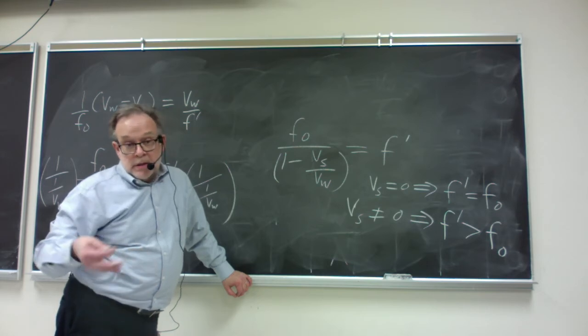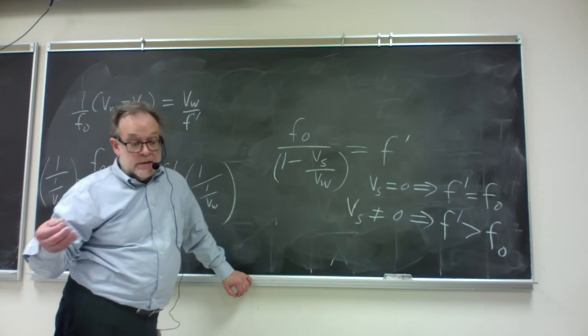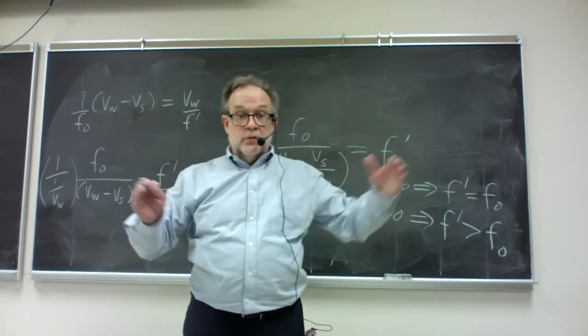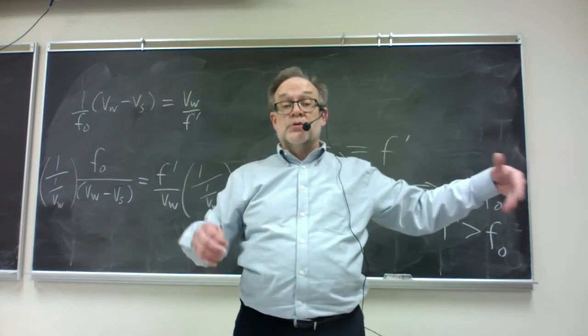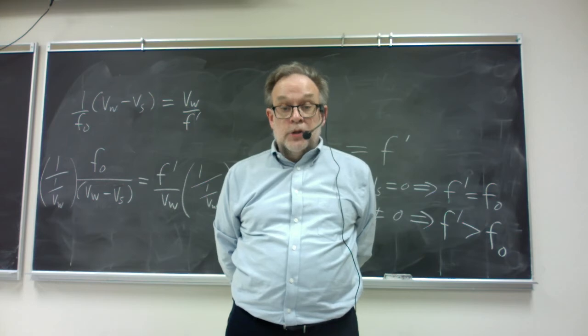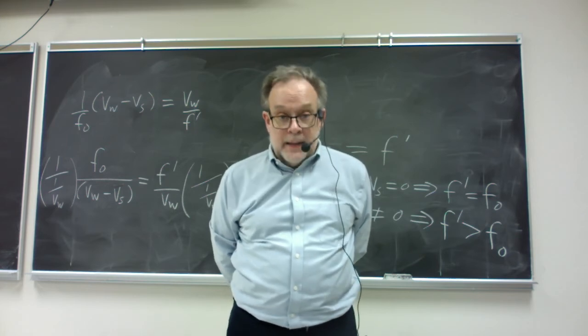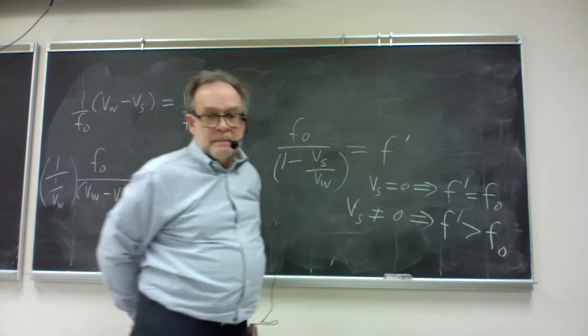And as you saw in the text, and we'll think about it a little more in class, if instead of the source moving closer to the observer, the source was moving away from the observer, you get the opposite effect, and the perceived frequency would be less than the source frequency. F prime would be less than F0.